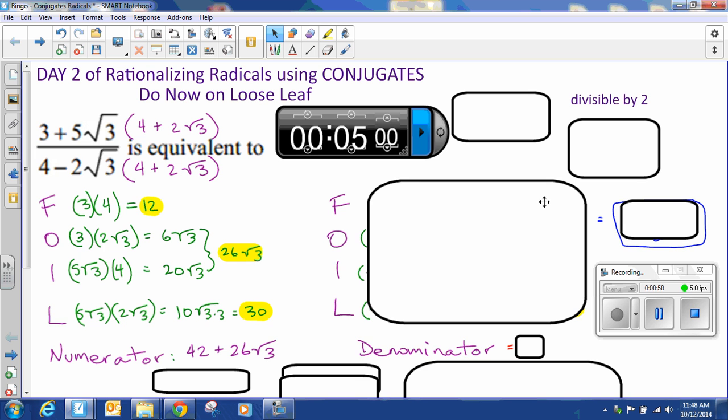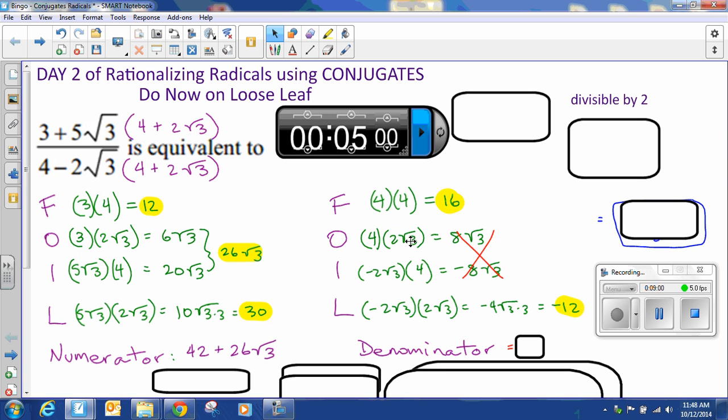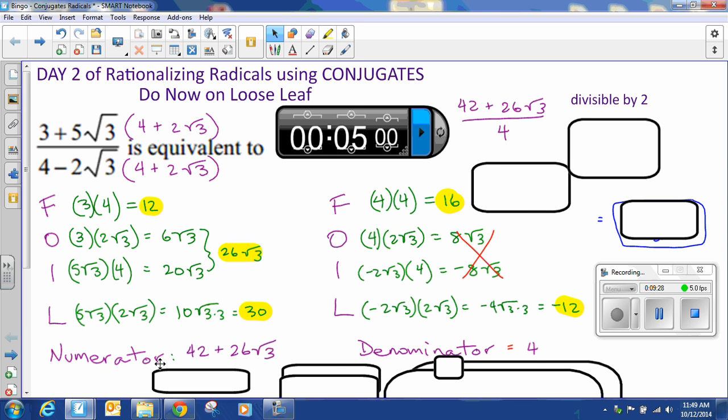Time to FOIL the denominator. 4 times 4 is 16. The outer and the inner terms cancel. The last term, take that negative sign with you. Negative 2 radical 3 times 2 radical 3 is negative 4 radical 3 times 3. One of the 3's comes out, and negative 4 times 3 is negative 12. 16 minus 12 is 4. So, putting the numerator and the denominator together, we end up with 42 plus 26 radical 3 all over 4.